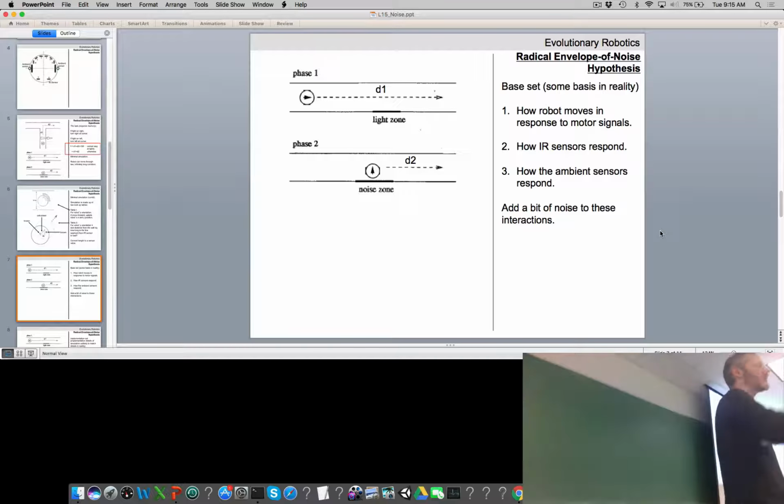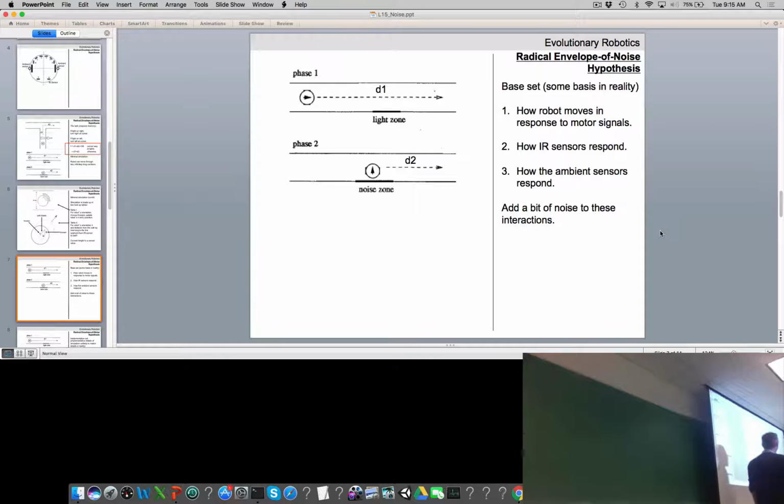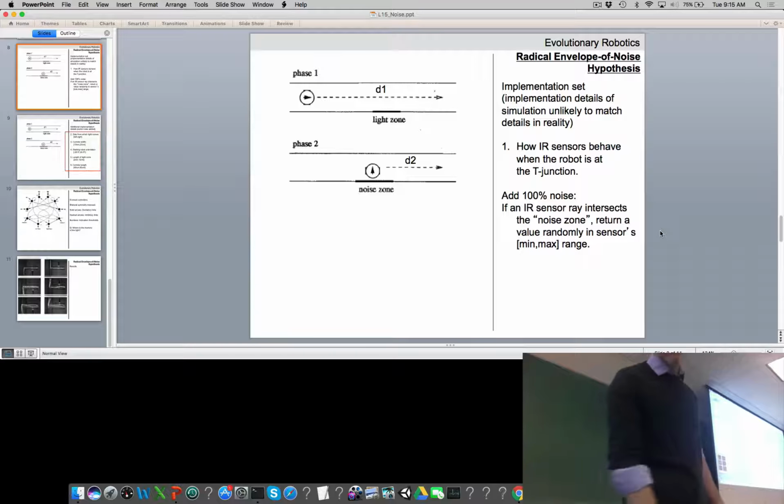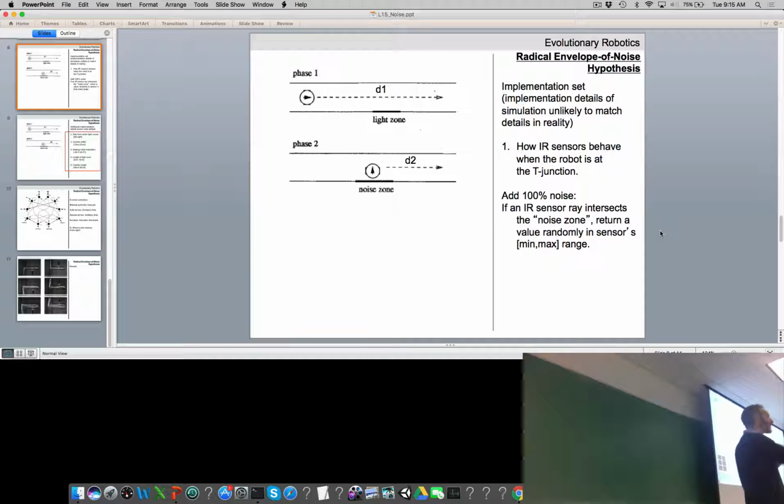So when the infrared beam came back, that value, they put a little bit of noise on there. How the ambient light sensors respond, they put a little bit of noise on that too. And as you can probably guess by now, the implementation set things that they knew they couldn't get right no matter what they did: how the infrared sensors behave when the robot is in the T-junction. When the robot is in the T-junction, it sends out these beams, and that lookup table number 2 is supposed to give back values of the infrared sensors. The lookup table would just give back completely random values.